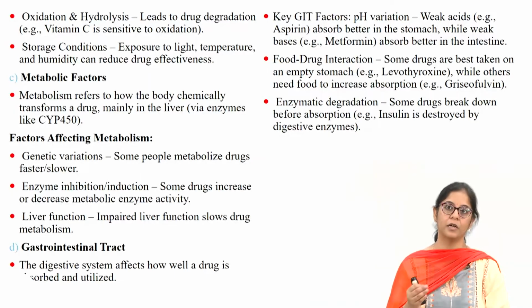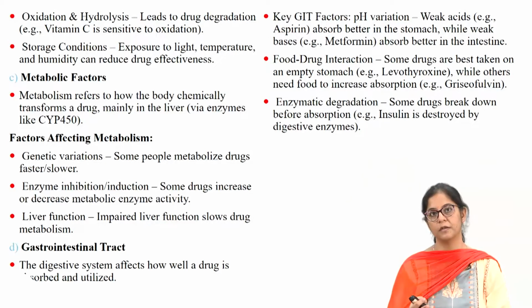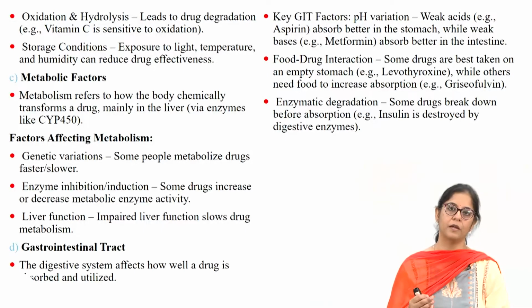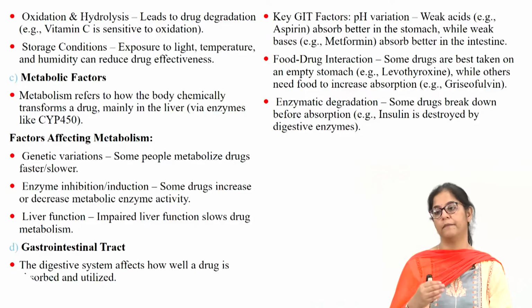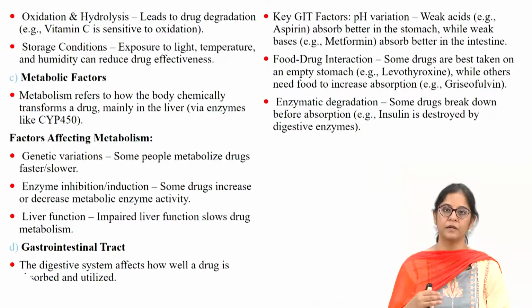Enzyme inhibition or induction: maybe the patient is on some other drugs which have the tendency to inhibit or induce a few enzymes, which can lead to rapid metabolism of the drug in case it is induced, and if it is inhibited, there can be drug accumulation in the body. Then liver function: impaired liver function slows down the metabolism.